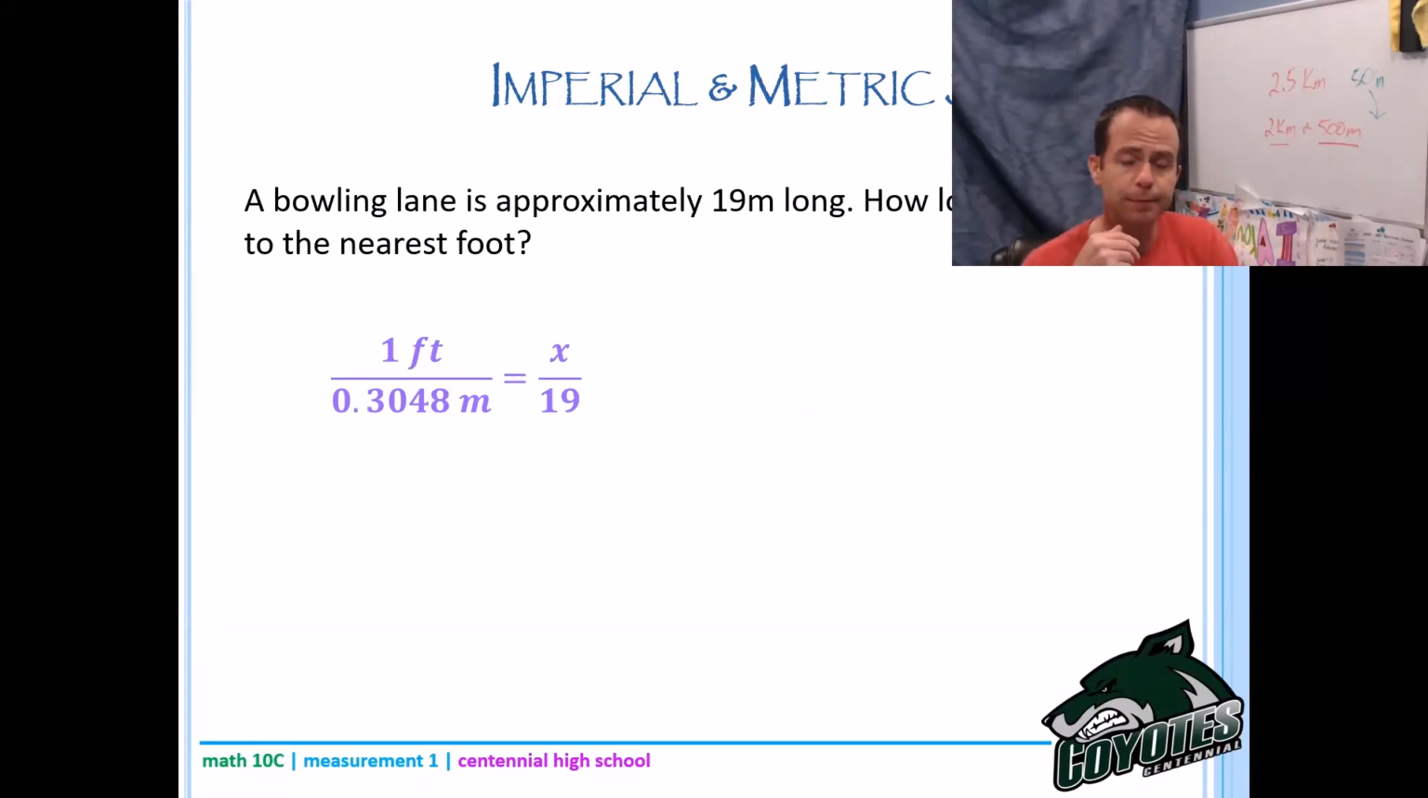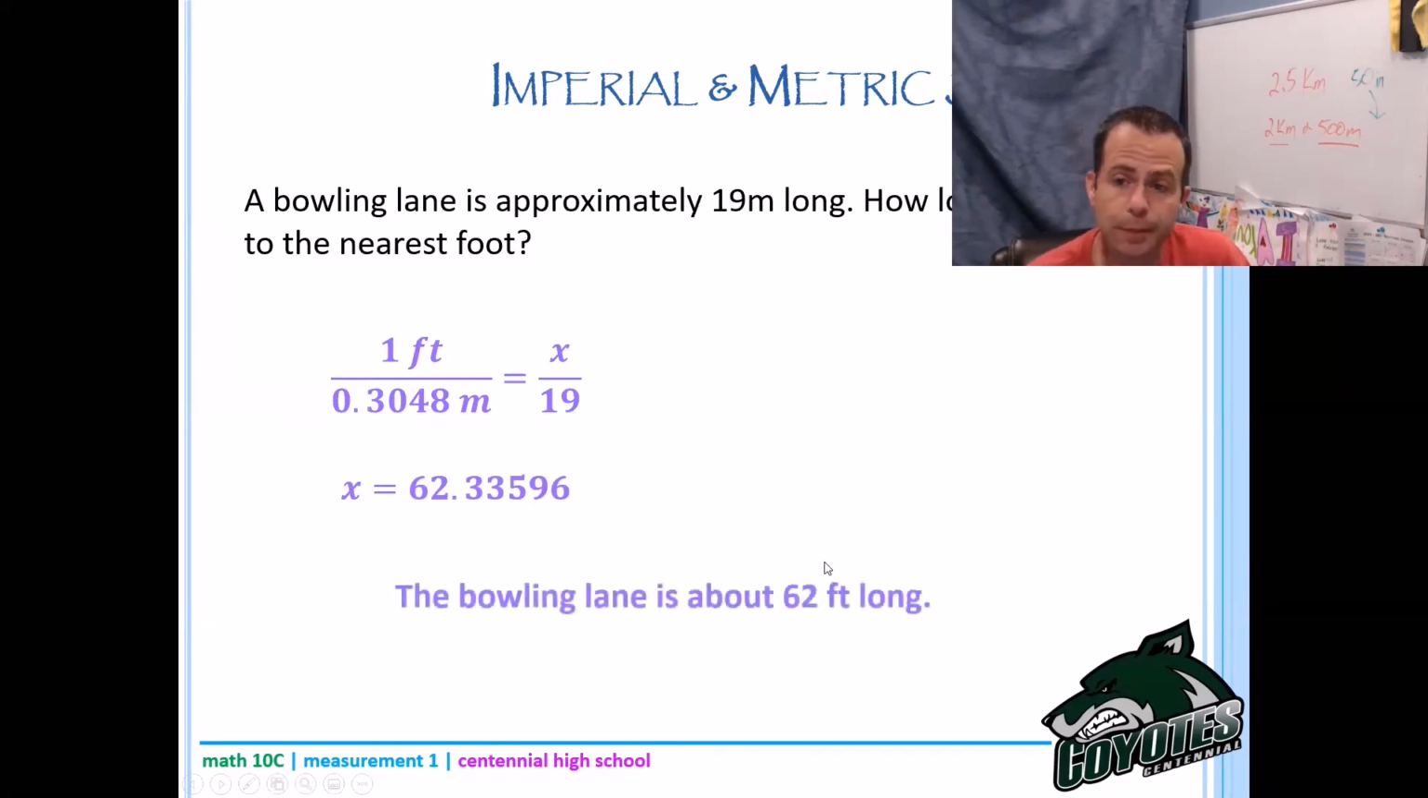So I set up a fraction, 1 foot over 0.3048 meters equals x, because I don't know the feet, but I need to keep feet on top, over 19 meters. Now I cross multiply, so 19 times 1 divided by 0.3048 is going to get me 62.33596. Then it says round to the nearest foot, so my answer will be 62 feet long. Okay, don't forget to round properly, and don't forget about your units.